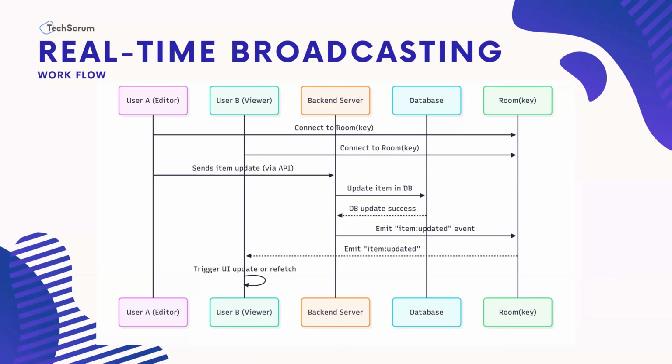Now, when user A updates an item, for example, editing a task, the change is first sent to the backend through an API call, and the backend then writes the update to the database. Once the database confirms the update was successful, the server emits an item updated event to the room that both users are connected to. Because user B is already listening to the same room, they immediately receive the event and trigger the UI refresh or the data refresh on their side.